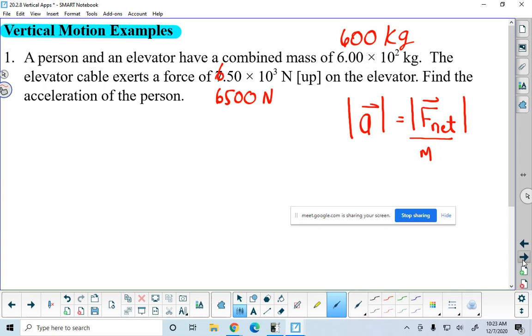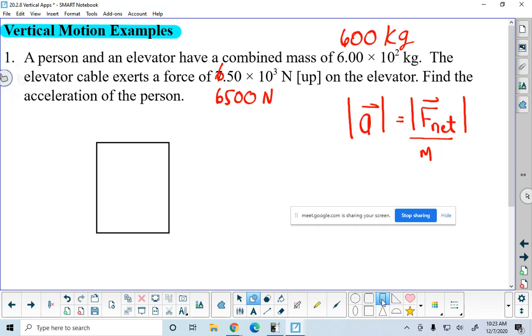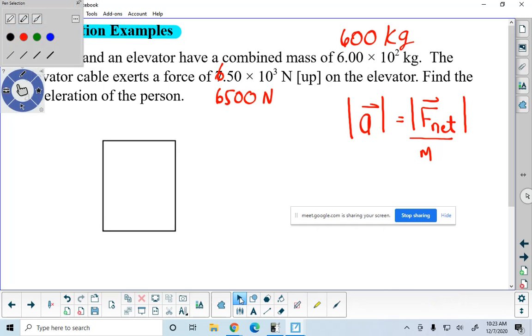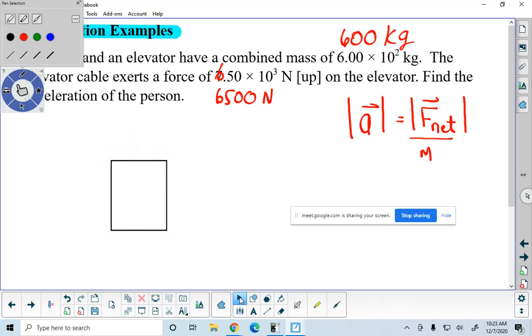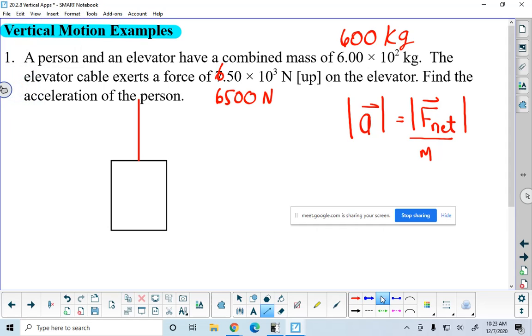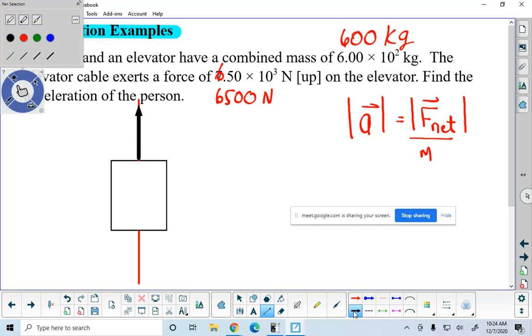So when you do these problems dealing with Newton's second law, you must always draw a free body diagram. So that's our starting point. There's the elevator. There's a person inside of it, but it doesn't matter. And we draw all of the forces acting on the elevator. There's also a cable, right? There's a cable that the elevator is connected to. You're told there is a force upwards of 6,500 newtons.